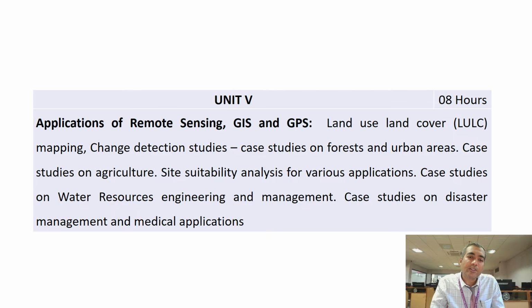And coming to the fifth unit, it is all about the applications. Whatever you have learned from the first unit to the fourth unit, you are going to apply in this unit, in subjects like land use, land cover mapping, change detection studies, studies on agriculture, site suitability analysis, and case studies on water resource engineering and management. Wherever it is possible, there we can apply remote sensing. As this subject is not related to only one particular branch, it is a multidisciplinary subject. Anybody can make use of this, and anybody can use it in different applications.